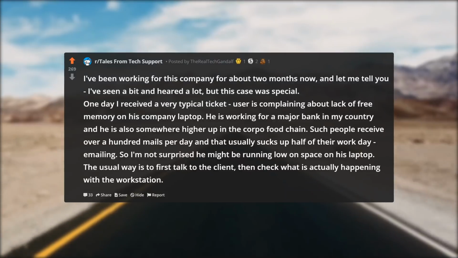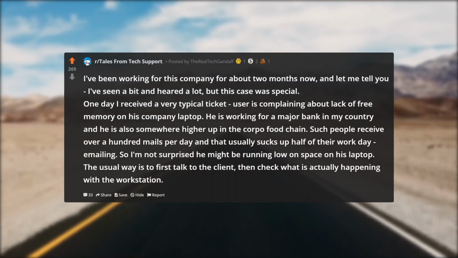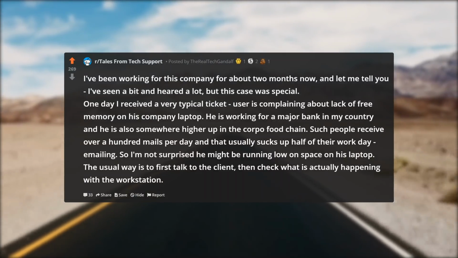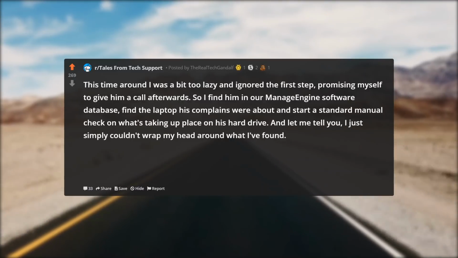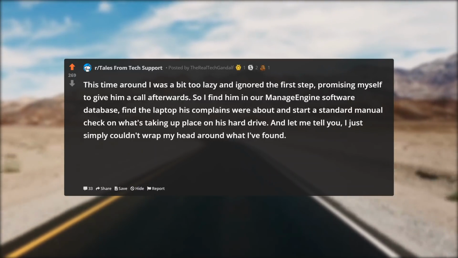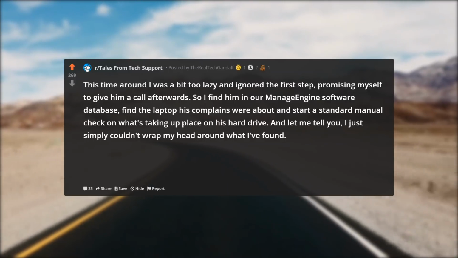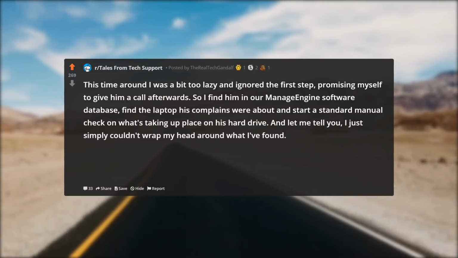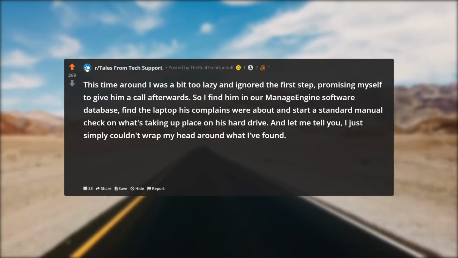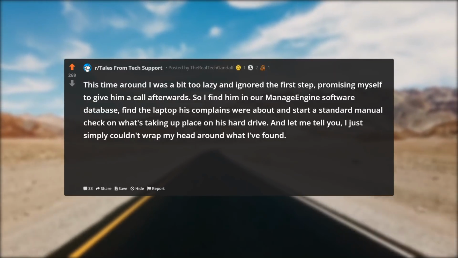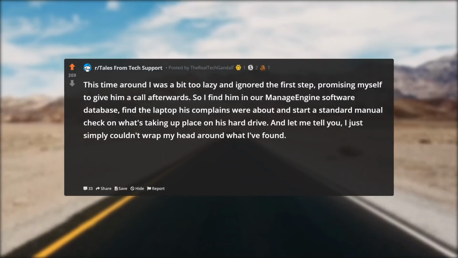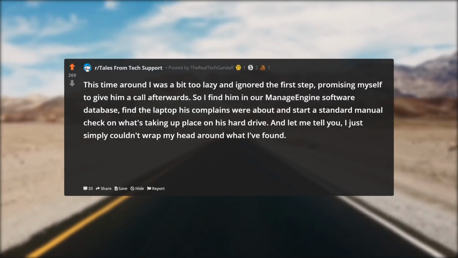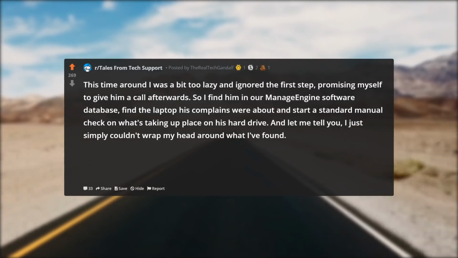The usual way is to first talk to the client, then check what is actually happening with the workstation. This time around I was a bit too lazy and ignored the first step, promising myself to give him a call afterwards. So I find him in our ManageEngine software database, find the laptop his complaints were about, and start a standard manual check on what's taking up space on his hard drive. And let me tell you, I just simply couldn't wrap my head around what I found.